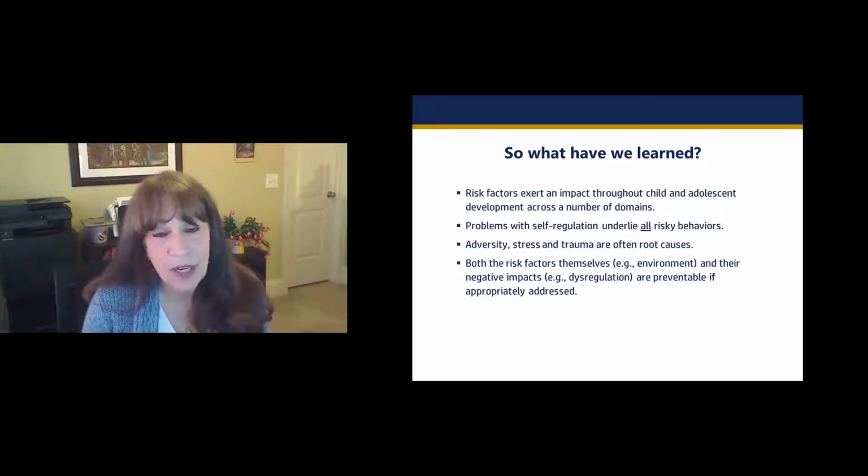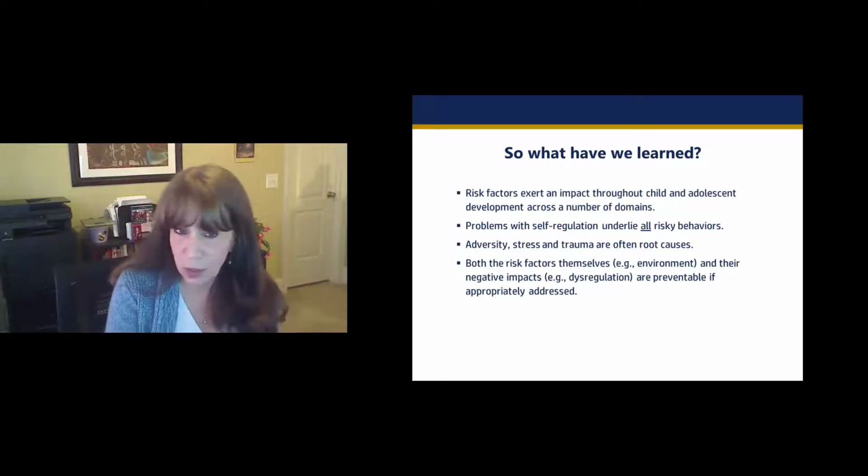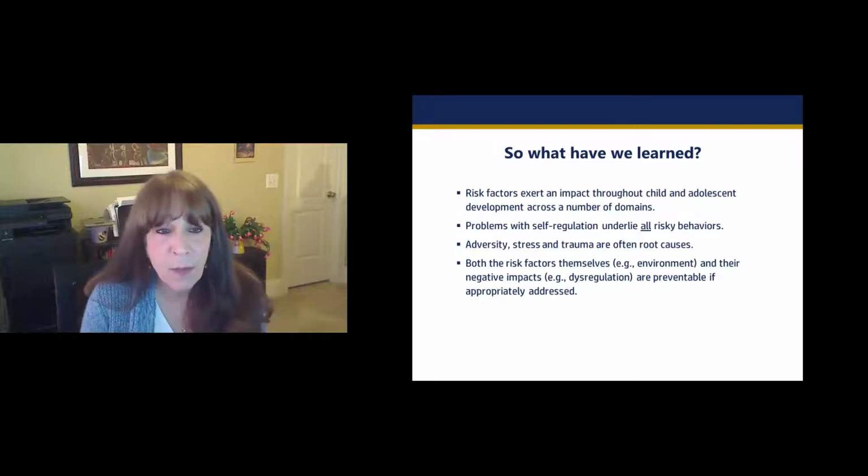So both the risk factors themselves, for example, the environment, that could be one risk factor, and their negative impacts on individual functioning, which could be the dysregulation. So you could fill in a lot of things here in the blanks. They are preventable. We know they are preventable if they are appropriately addressed.